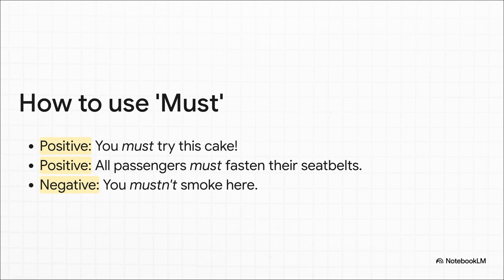Or an official rule can be given with must, like on a plane. All passengers must fasten their seatbelts. It's delivered with a sense of authority. But here's the tricky part, the negative, mustn't, which means something is forbidden. We're going to come right back to that.